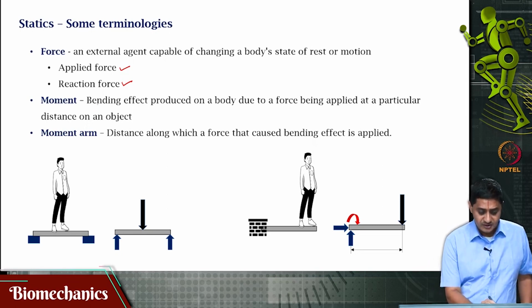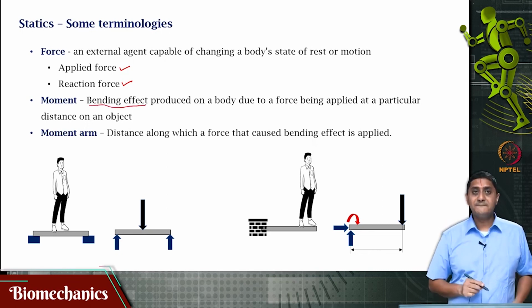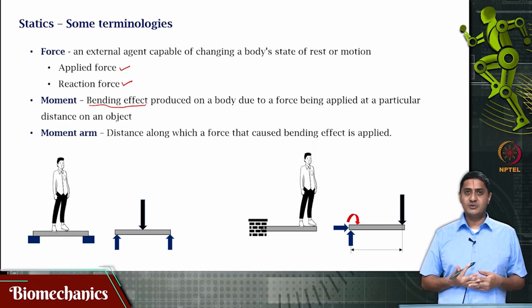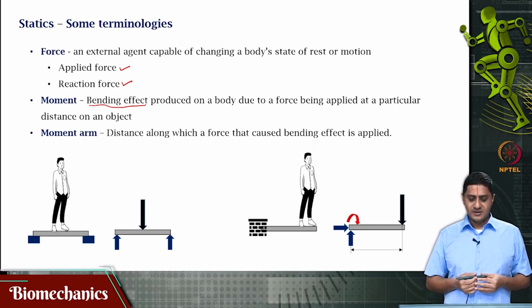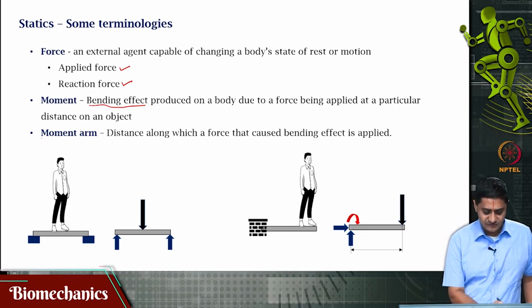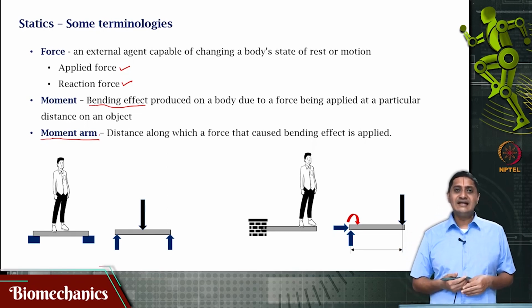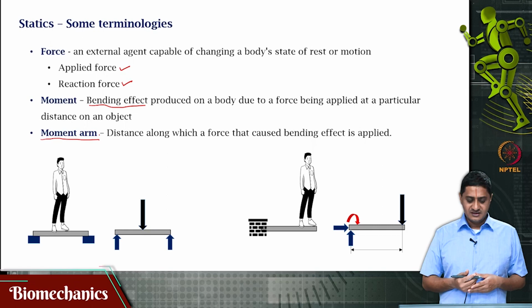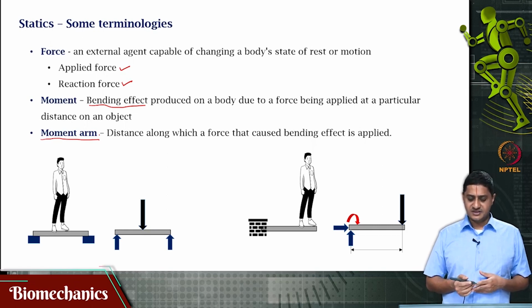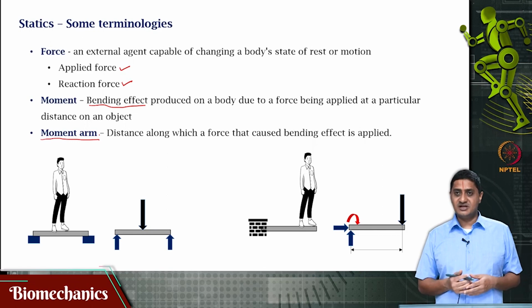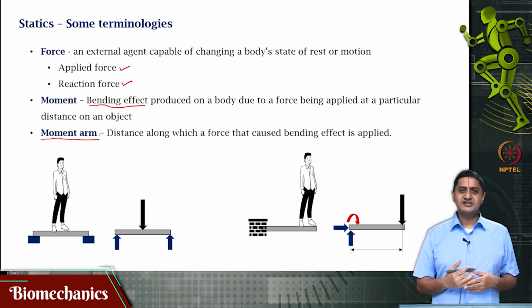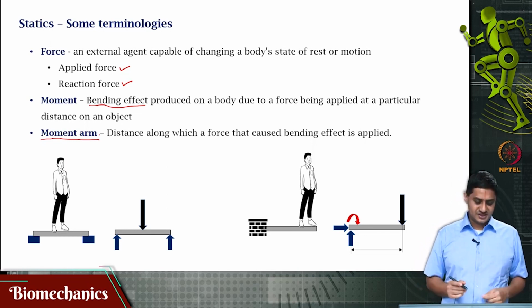What is moment? Moment is the bending effect that is produced on a body due to a force that is applied at some distance to this object or to this body. What is this distance that we are speaking about? From high school physics, we know that this distance is the moment arm or the lever arm. So, this is the distance along which a force that causes this bending effect is applied. It is the perpendicular distance between the line of action of the force and the axis about which the rotation is happening.